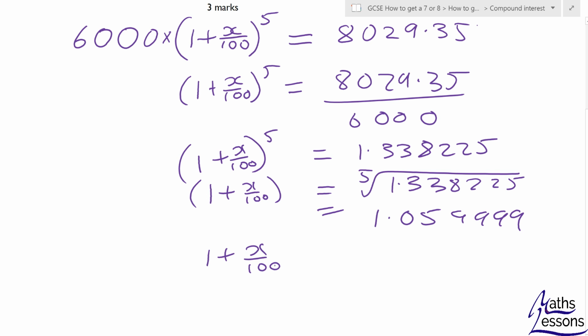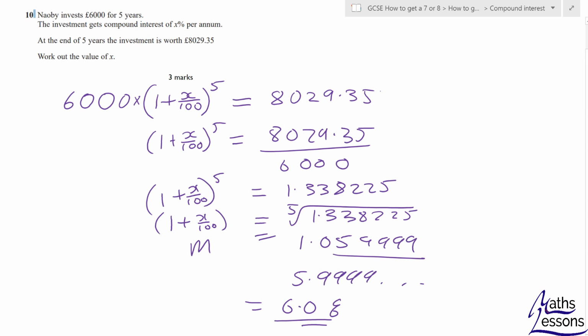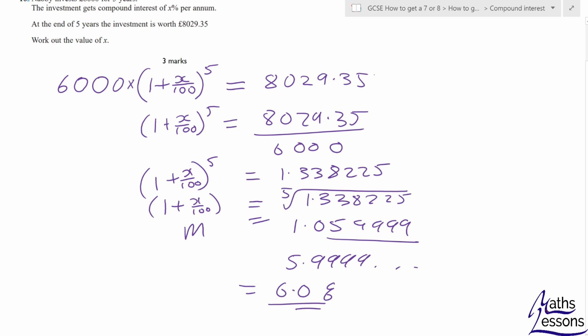And what we can see is we've got 1 plus x over 100 is that. Or you might just think that's our multiplier. You might be just happy just thinking your multiplier equals that. So if that's our multiplier, our interest is 5.99999, which is essentially 6.0% to quite many significant figures. So I would give my answer as 6%.